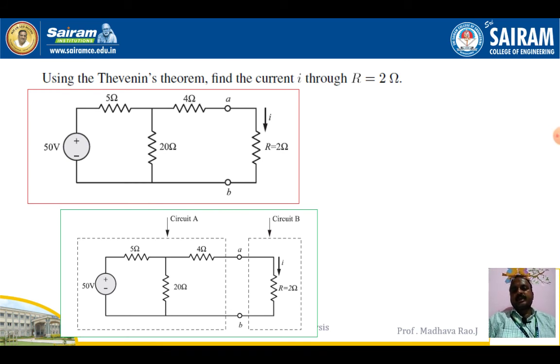Using Thevenin's theorem, find the current I through R equal to 2 ohm. So here we have a problem. We have to find the current through the 2 ohm resistor. Where is that resistor? This. Before doing the problem, we have to observe the circuit. First step is observe the circuit.